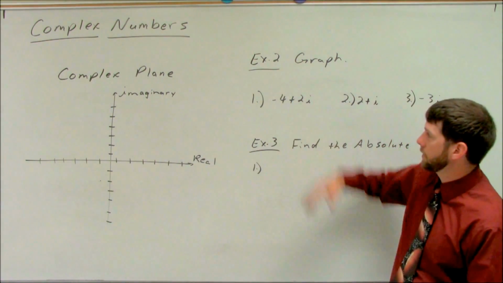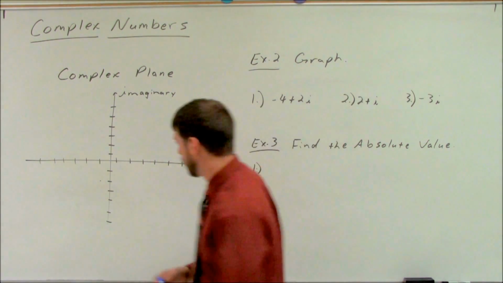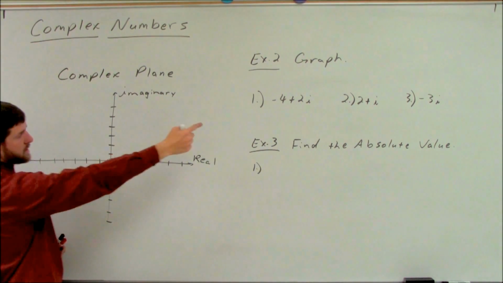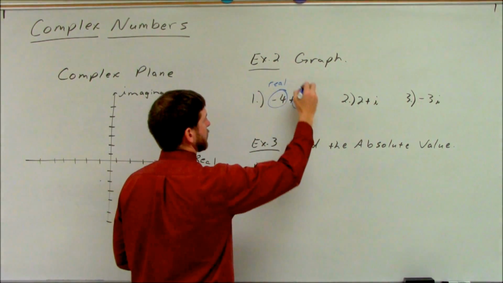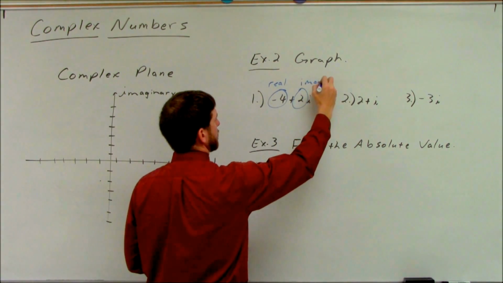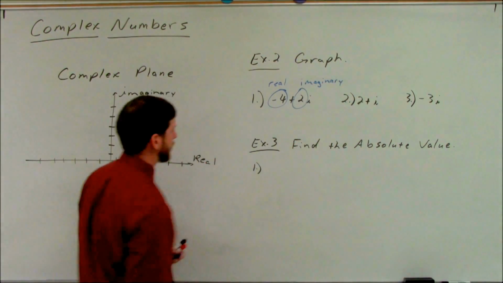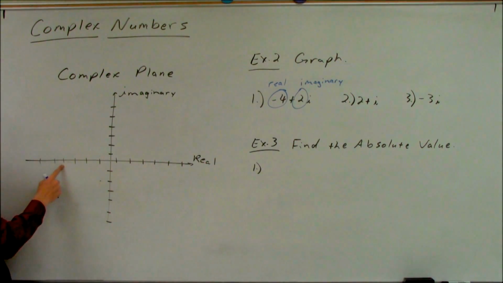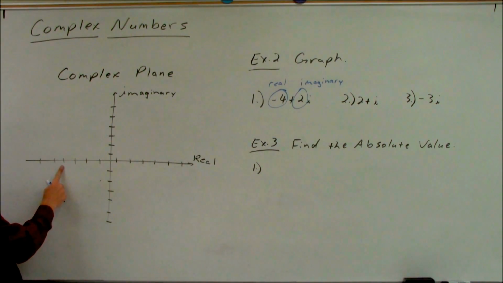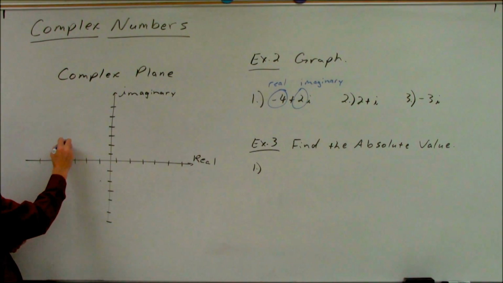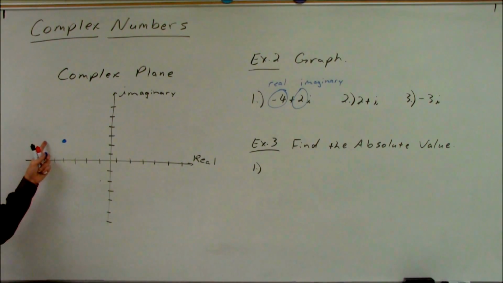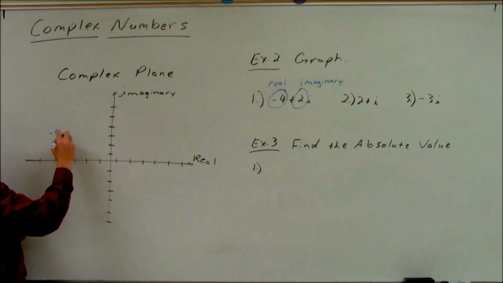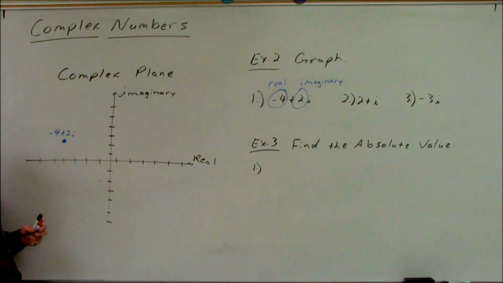So let's say we have negative 4 plus 2i. So I go to negative 4 because this is my real component. Negative 4 is the real, 2 is the imaginary. So I go to negative 4 on the real axis. I go to positive 2 on the imaginary axis. And that is the point, or the number, negative 4 plus 2i.